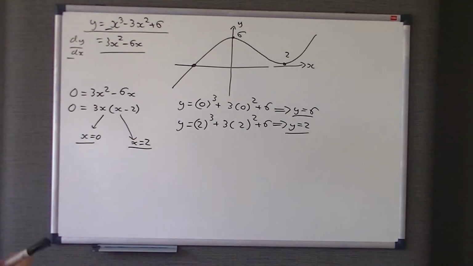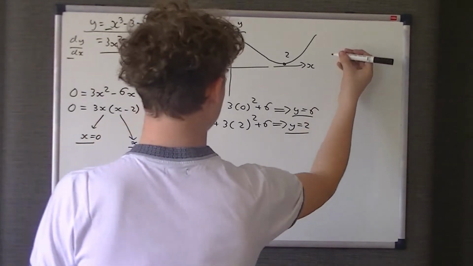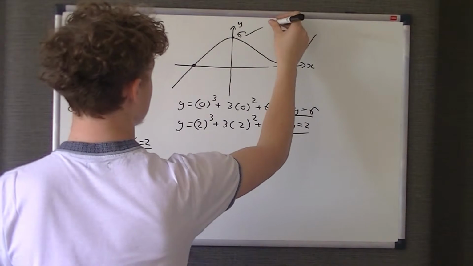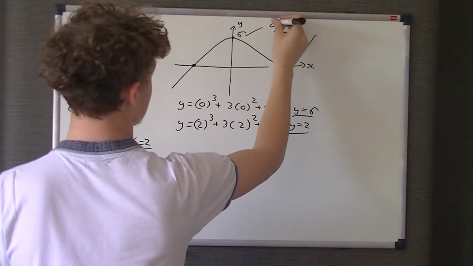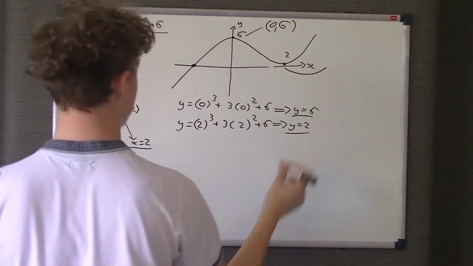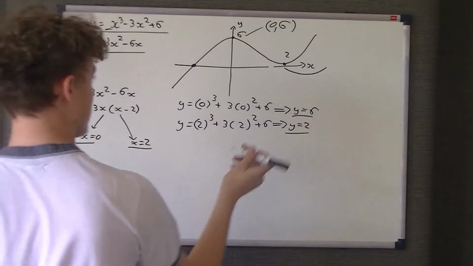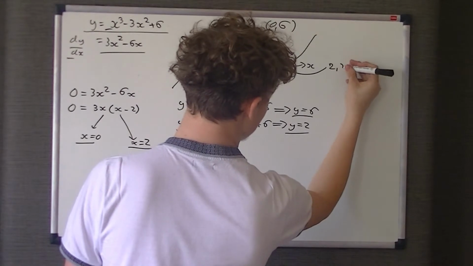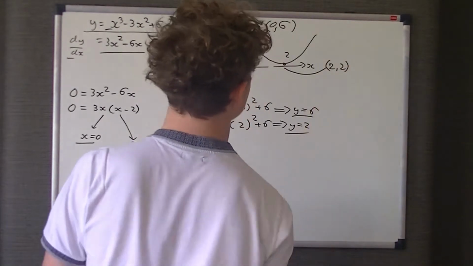So there are the two coordinates. If we jumble these all up, we have 0, 6, which is this one up here, and this down here, we have our x coordinate of 2 and our y coordinate of 2. So 2, 2. Yeah, so it doesn't actually touch it there, we've drawn it correctly.